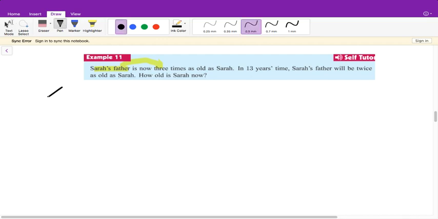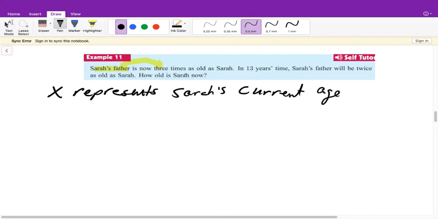So I'm going to say x represents Sarah's current age. Right? Because he's now 3 times as old. So Sarah's father is now 3 times as old. The reason why I'm not saying x represents Sarah's father's age is because his age is determined based on Sarah. So whenever you see something is being determined by another value, we're going to use the value that's determining it. So her father now is 3 times as old as Sarah. So the way we can represent 3 times as old as Sarah is 3x.